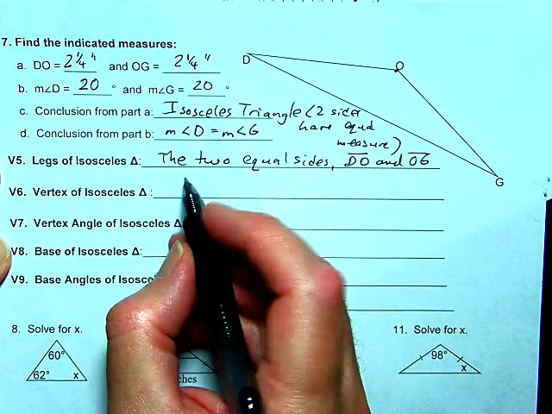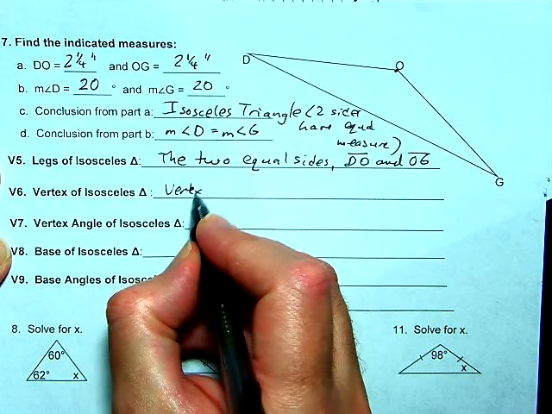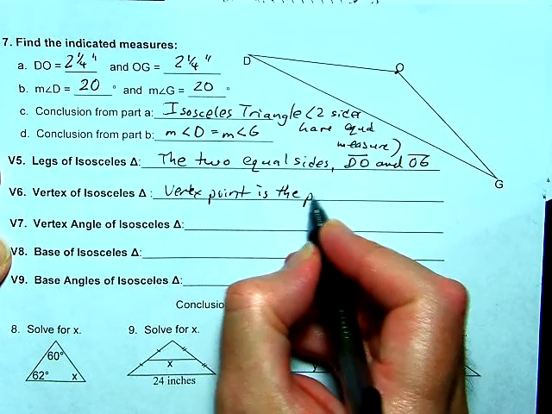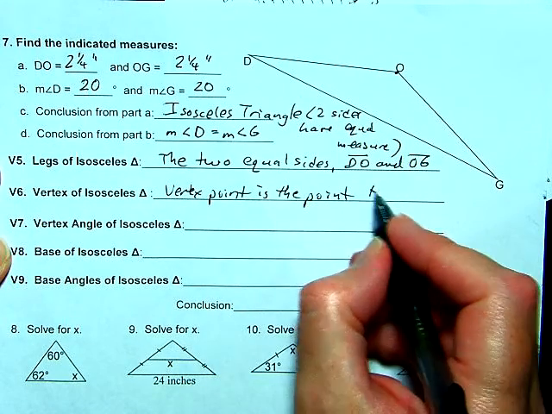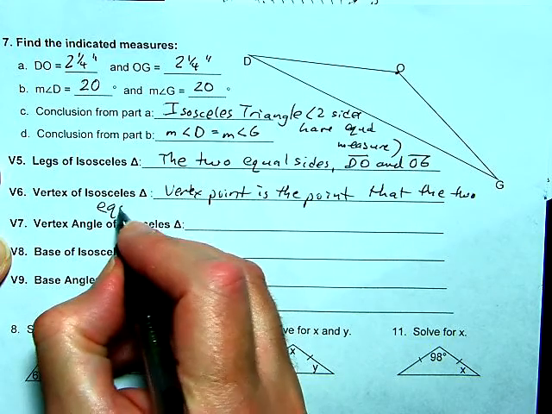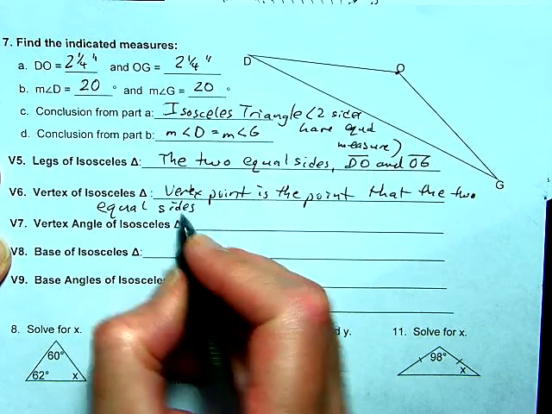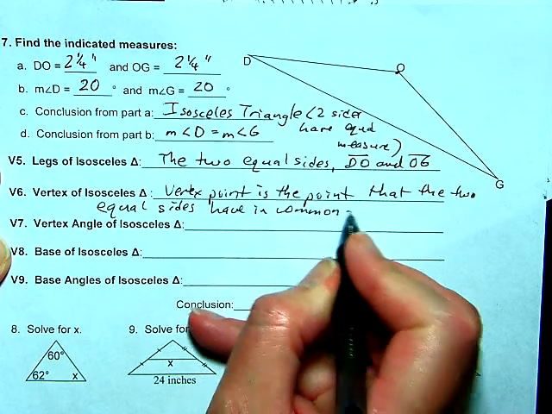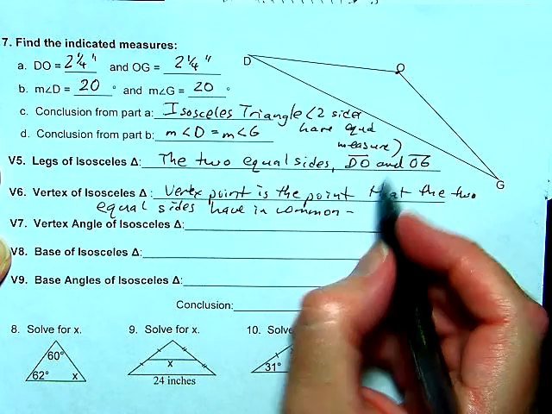We can call the vertex point the point that the two equal sides have in common. And in this drawing, that would be point O.